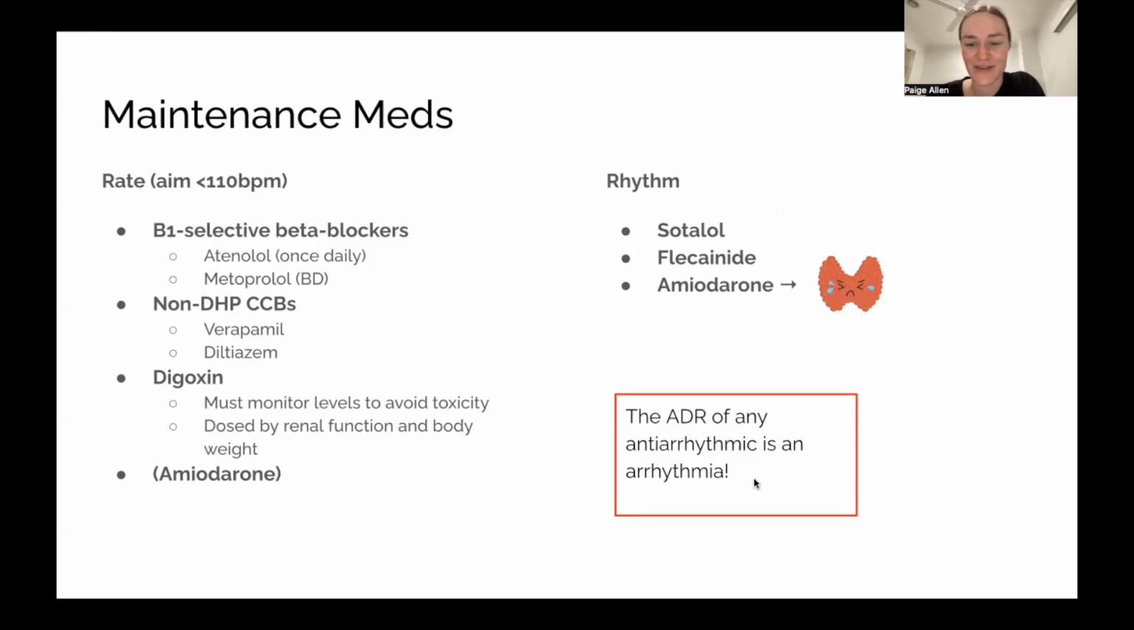And of course, the ADR of any antiarrhythmic is an arrhythmia.